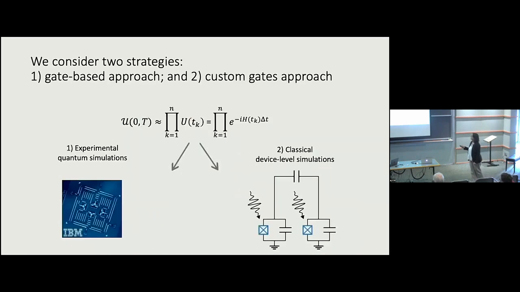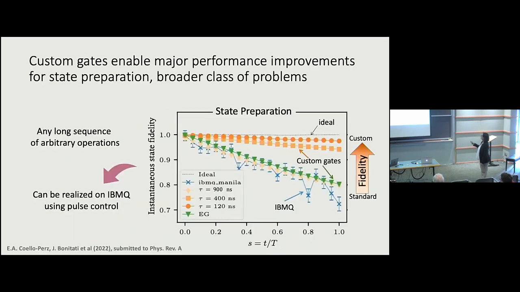We looked into this, and once again, this is a transformation that you can do with small time steps and a quantum circuit. And okay, so here are the results, basically comparing to what happens on IBM, where you get a very dismal 70% accuracy of your evolved state. When you do custom gates, you can get almost to 100%.